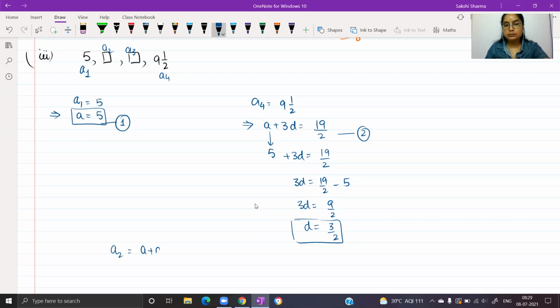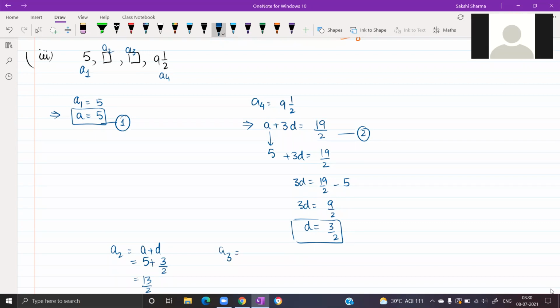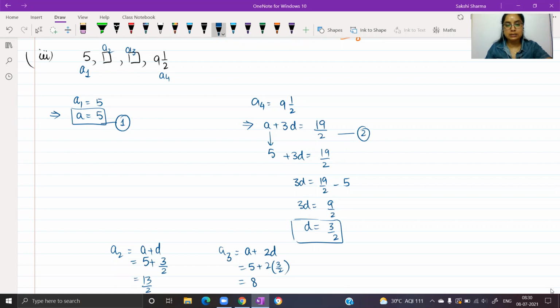A2 equals A plus D. Five plus 3/2. This will be 13/2. And the third term, A plus twice D. This will be 5 plus twice 3/2. This will be 8.